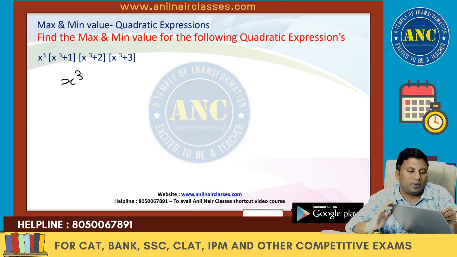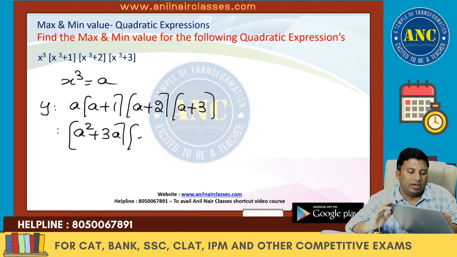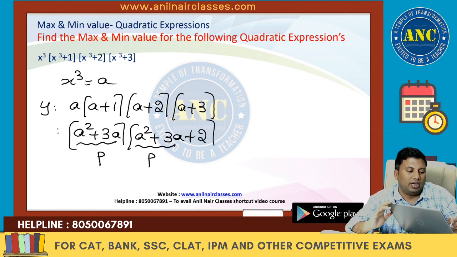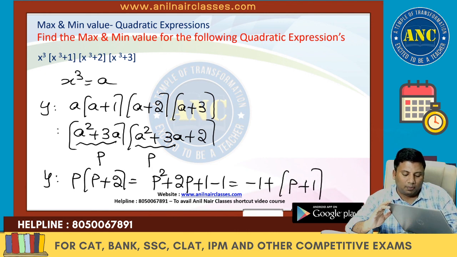Now, if the expression is like this, put x cube equivalent to a. It is nothing but a into (a plus 1) into (a plus 2) into (a plus 3). This is nothing but (a square plus 3a) into (a square plus 3a plus 2). If I call this p, this is nothing but p into (p plus 2). Here it is nothing but p square plus 2p plus 1 minus 1, which is (p plus 1) square minus 1.